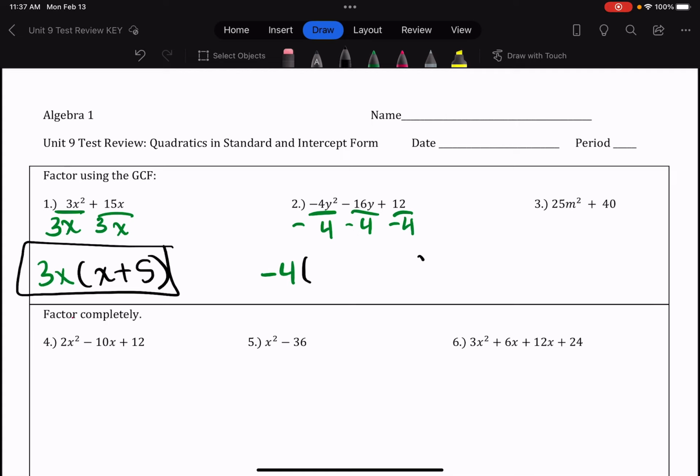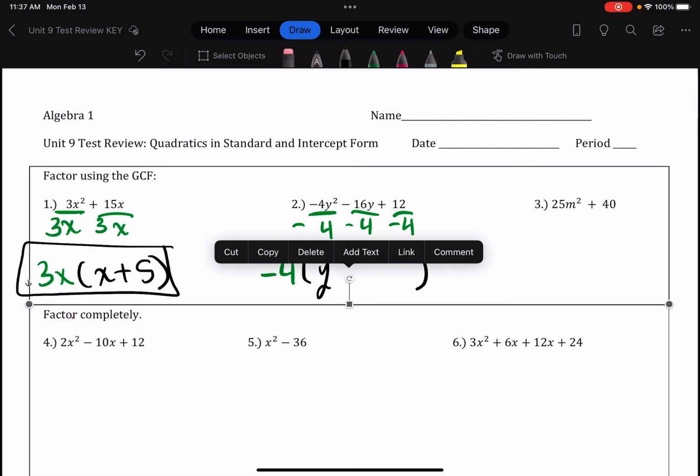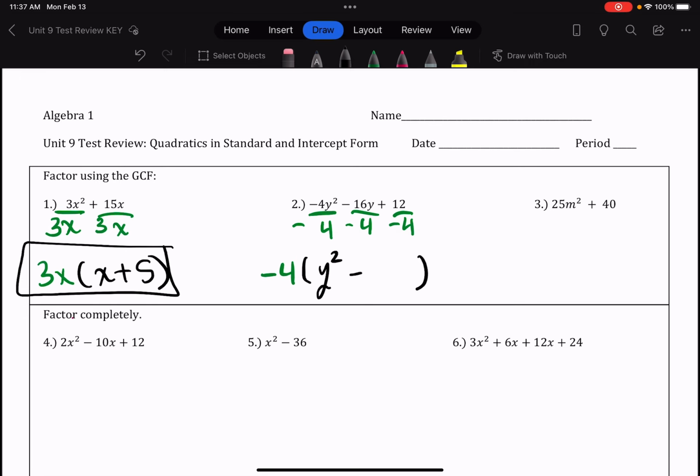If I divide each term by negative 4, I'm left with negative 4y squared divided by negative 4 is y squared. Negative 16y divided by negative 4 is a positive 4y. And 12 divided by negative 4, then minus 3 as my last term. Because 12 divided by negative 4 is negative 3.